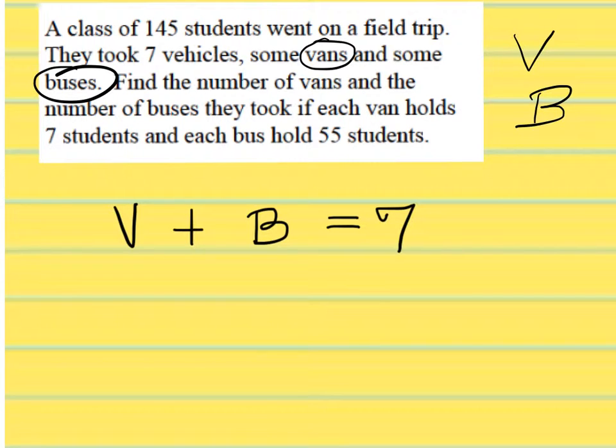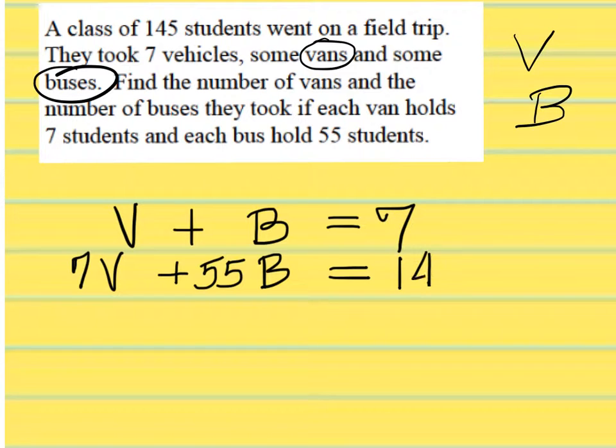Find the number of vans and the number of buses they took if each van holds 7 and each bus holds 55. If each van holds 7 students, then I should be able to multiply 7 by V and come up with the number of students that traveled by van. Then I should be able to add that with 55 times B. 55B is 55 students per bus. The number of buses times 55 gives me how many students traveled by bus. There are 145 students altogether that went on the trip.